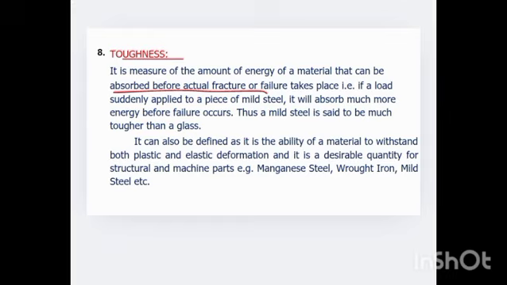For example, mild steel is tougher than glass because it can absorb more energy before breaking. It includes both elastic and plastic deformation. So tough materials are used in structural and machine operation. For example, manganese steel, Rockdon and mild steel are examples of tough materials.